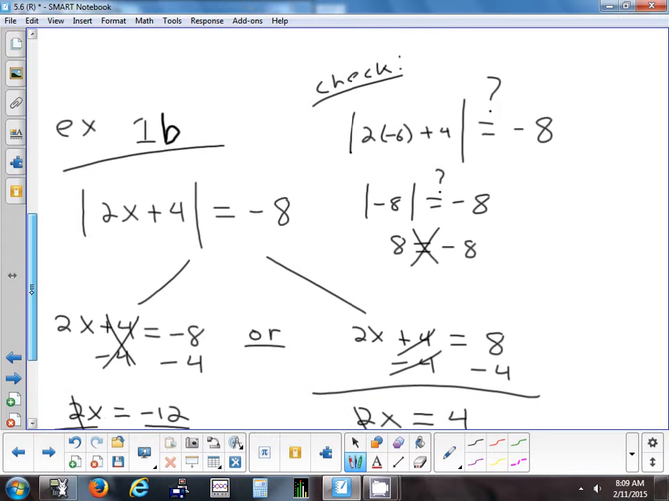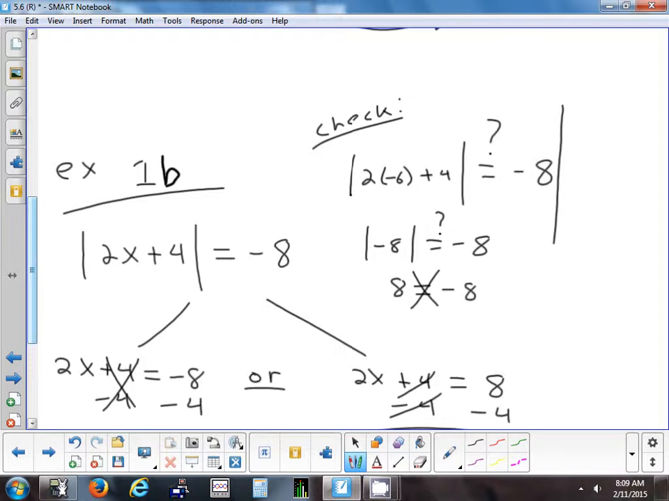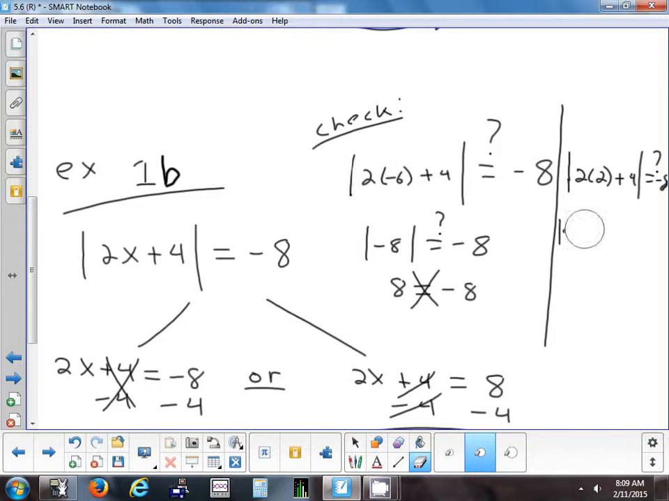All right, so I'm going to plug in 2 just like we did before. So the absolute value of 2 times 2 plus 4. Again, checking if that equals negative 8. So we get 2 times 2 is 4. Now let's do it in one step. 2 times 2 is 4, plus 4 gives me absolute value of 8.